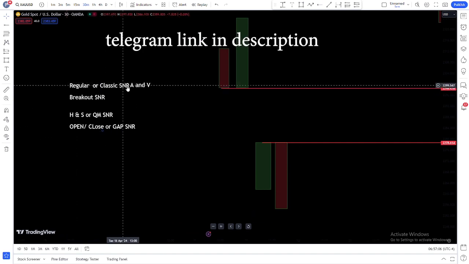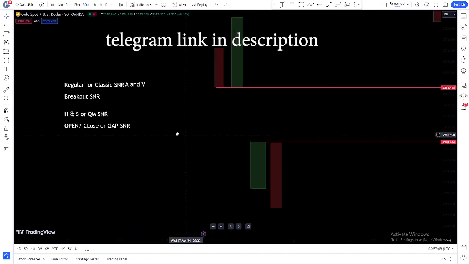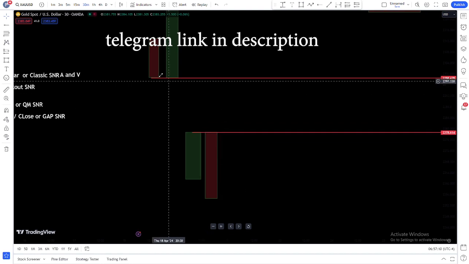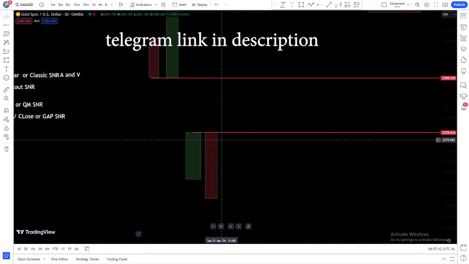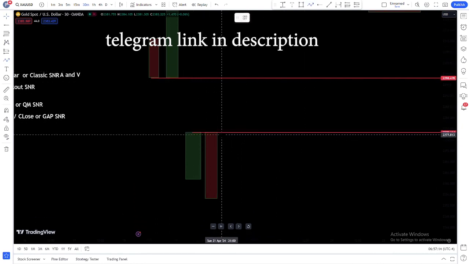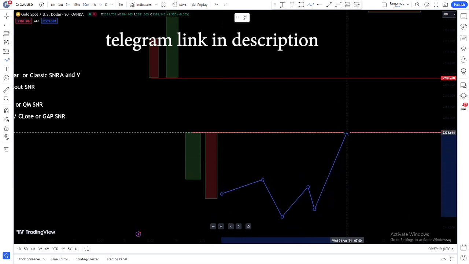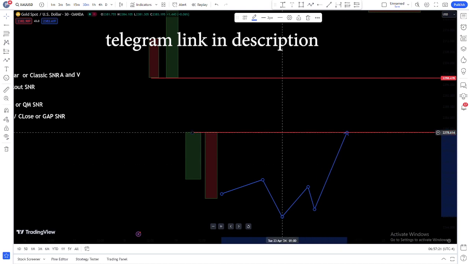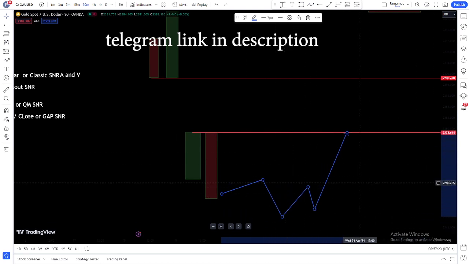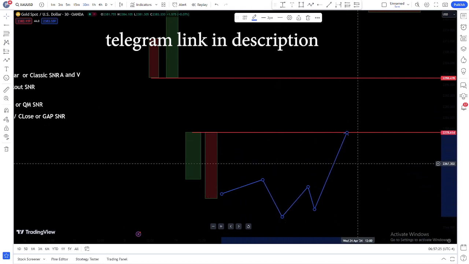So what will we expect when the market comes back to this kind of SNR level? Look at this. We will expect the market goes back and comes forward and goes back here. We will see some kind of reaction. For the reaction, how we will go through that one, I am going to upload a second video of that part.